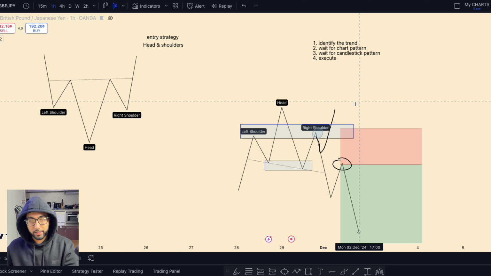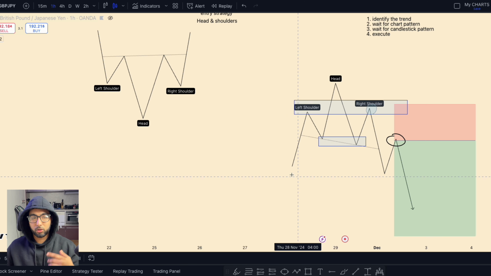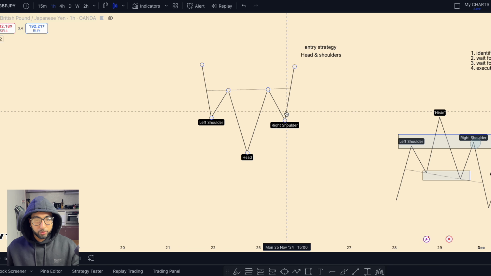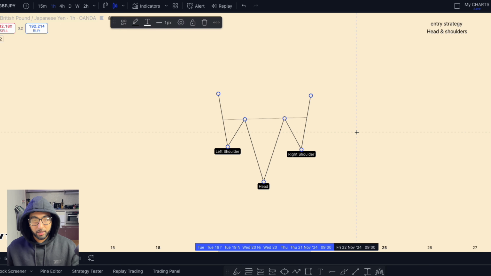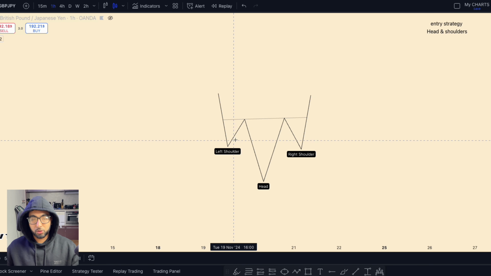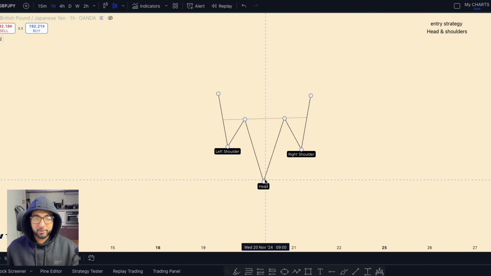Okay, now we're going to look at the inverted head and shoulder. I'm going to show you exactly where to enter, exactly where to put your stop loss, and obviously your targets are always going to be the next key level. Okay, so with the inverted head and shoulder, it's basically the same thing, but the opposite direction, right? So price is coming down, creating a left shoulder, comes up, creates a new lower high. Then price goes down, creates a low, right? And then price decides to come up.